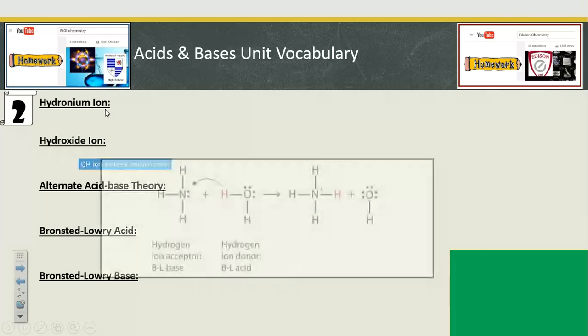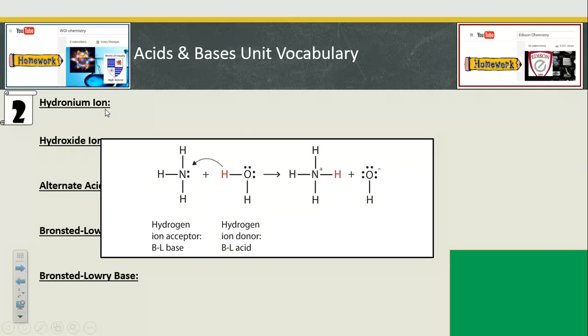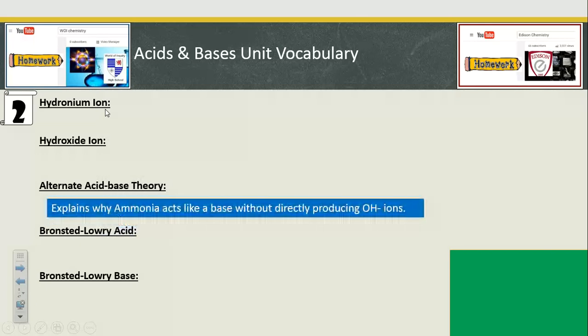Okay. Alternate acid-base theory. There are many theories on how acids and bases really truly work. Arrhenius is one theory: hydronium and hydroxide ion production. The alternate theory says that some things are bases because they accept hydrogen ions from other things. And that's why ammonia, although it does not contain any OH negatives, is considered a base. This theory explains why ammonia acts like a base even though there's no OH negative hydroxide in its chemical formula. So we needed another theory to explain certain chemicals and their behavior.